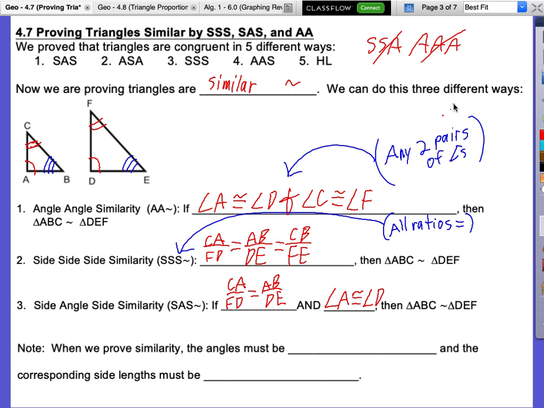So what we need for this one is a lot. You guys have more room in the margins than I do. So you need 2 side ratios equal, and I'm going to write it in all caps and underline it because it's important, AND the included angles congruent. That's what we need for that one. We need all of that to be true.